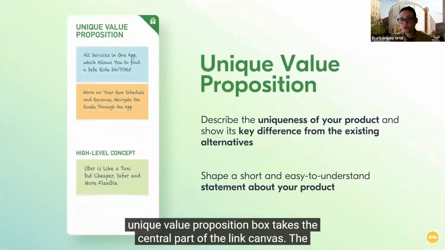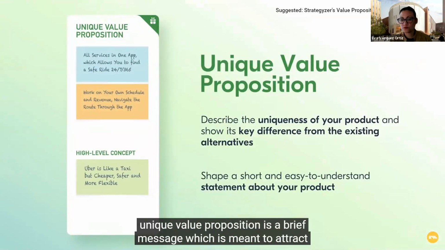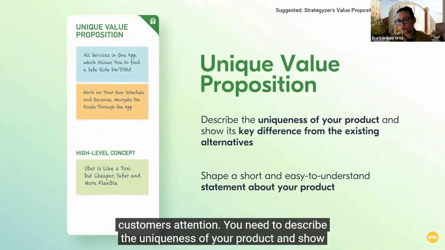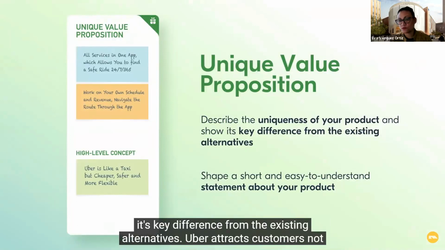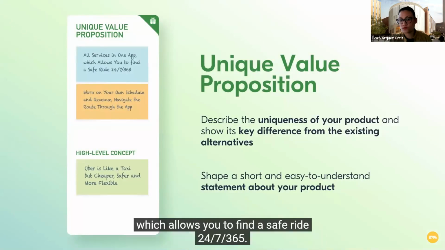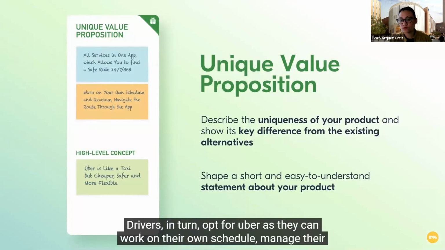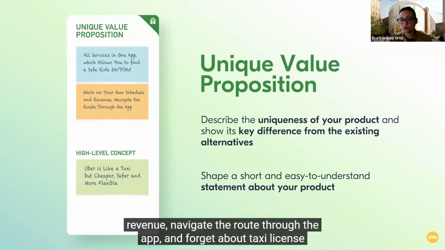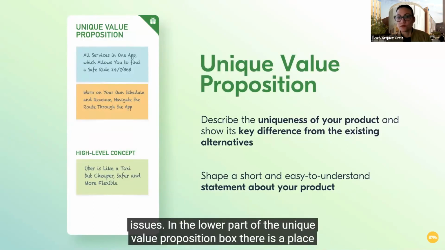It's no accident that the unique value proposition box takes the central part of the Lean Canvas. The unique value proposition is a brief message which is meant to attract customers' attention. You need to describe the uniqueness of your product and show its key difference from the existing alternatives. Uber attracts customers not only with its speed and low price, but also a package of services in one app, which allows you to find a safe ride 24/7, 365. Drivers, in turn, opt for Uber as they can work on their own schedule, manage their revenue, navigate the route through the app, and forget about taxi license issues.